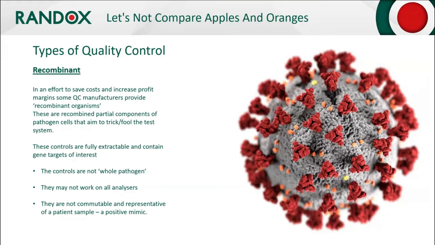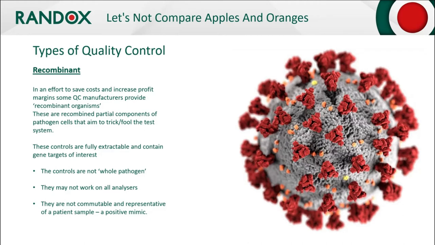Types of quality controls: recombinant controls. These are controls manufactured to mimic a true patient sample. So in an effort to save costs and increase profits, some QC manufacturers provide recombinant organisms. These are recombined partial components of pathogen cells that aim to trick or fool the test system.